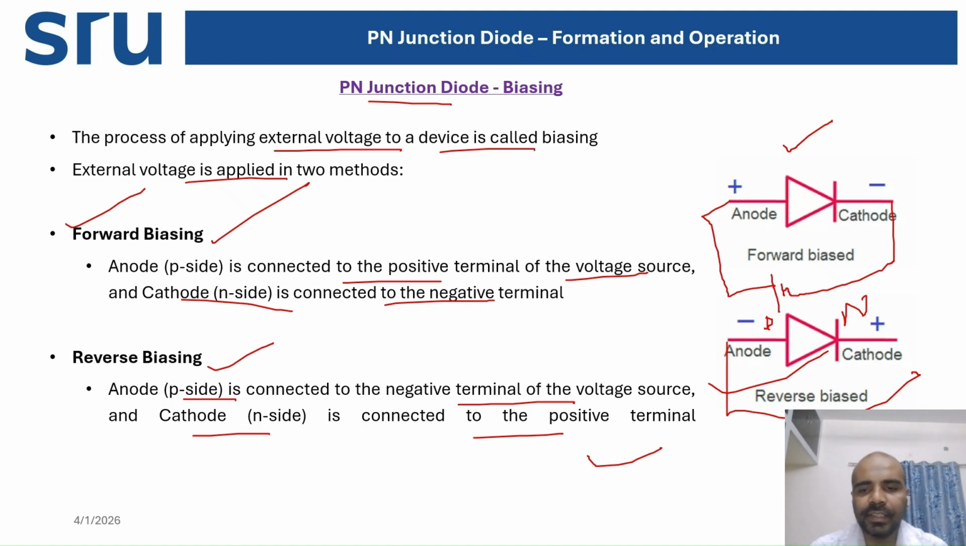In case of reverse biasing, if the P side of a PN junction diode is connected to the negative pole of a battery or voltage source, and the N side or N region or the cathode is connected to the positive pole or positive terminal of a voltage source or battery, then it is called reverse biasing for the PN junction diode. Hope it is clear now. Now moving to the next slide.